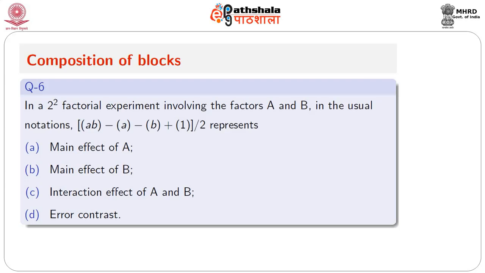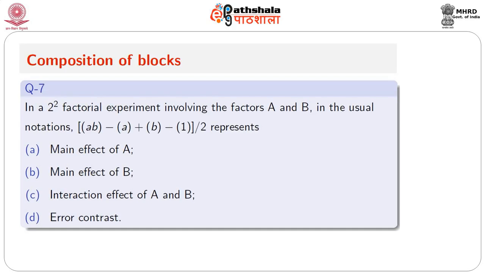Yes. So in a 2 square factorial experiment involving the factors A and B in the usual notations, the same thing, (AB - A - B + 1) divided by 2 represents something. So this time you will get (A - 1)(B - 1). So that would mean interaction effect between A and B. Okay? In a 2 square factorial experiment involving the factors A and B in the usual notations, this is referring to (A + 1)(B - 1). Yes. So it is main effect of B.